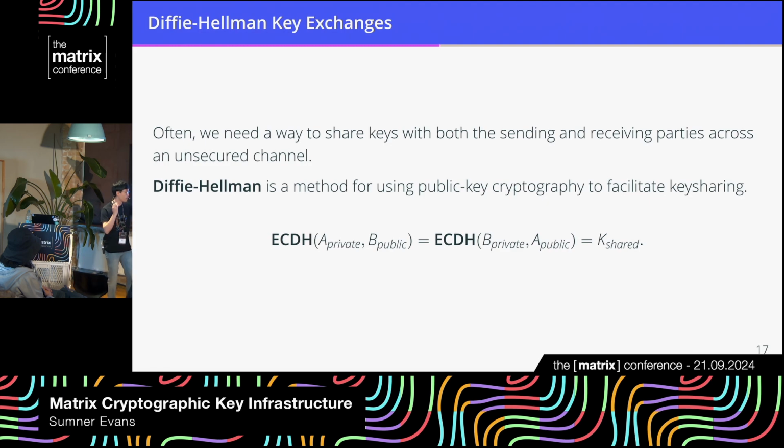So for example, if we have A private, we just find the B public key. Remember, public keys can be shared around to anyone. This is something that we can just share willy-nilly across the internet, okay? But if we just have one of the private keys, we're fine.